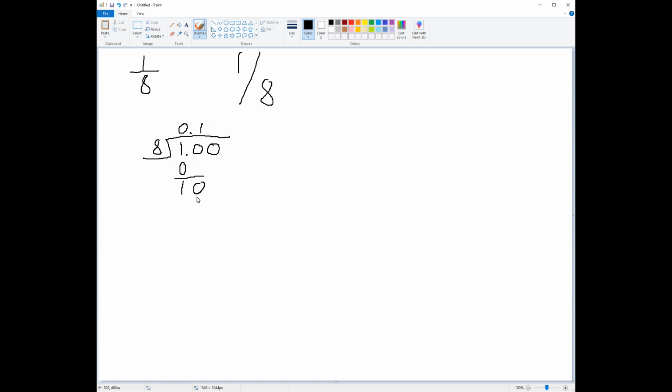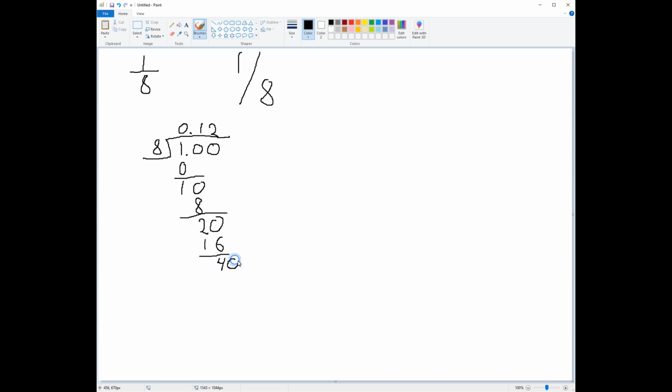So 1 times 8 is 8. Make the line, you say 10 minus 8 is 2. You take the next 0 down, so now it says 20. And if you have 20, how many times can you take 8? The answer is 2. So put a 2 there. 2 times 8 is 16. So that is 20 minus 16 is 4.